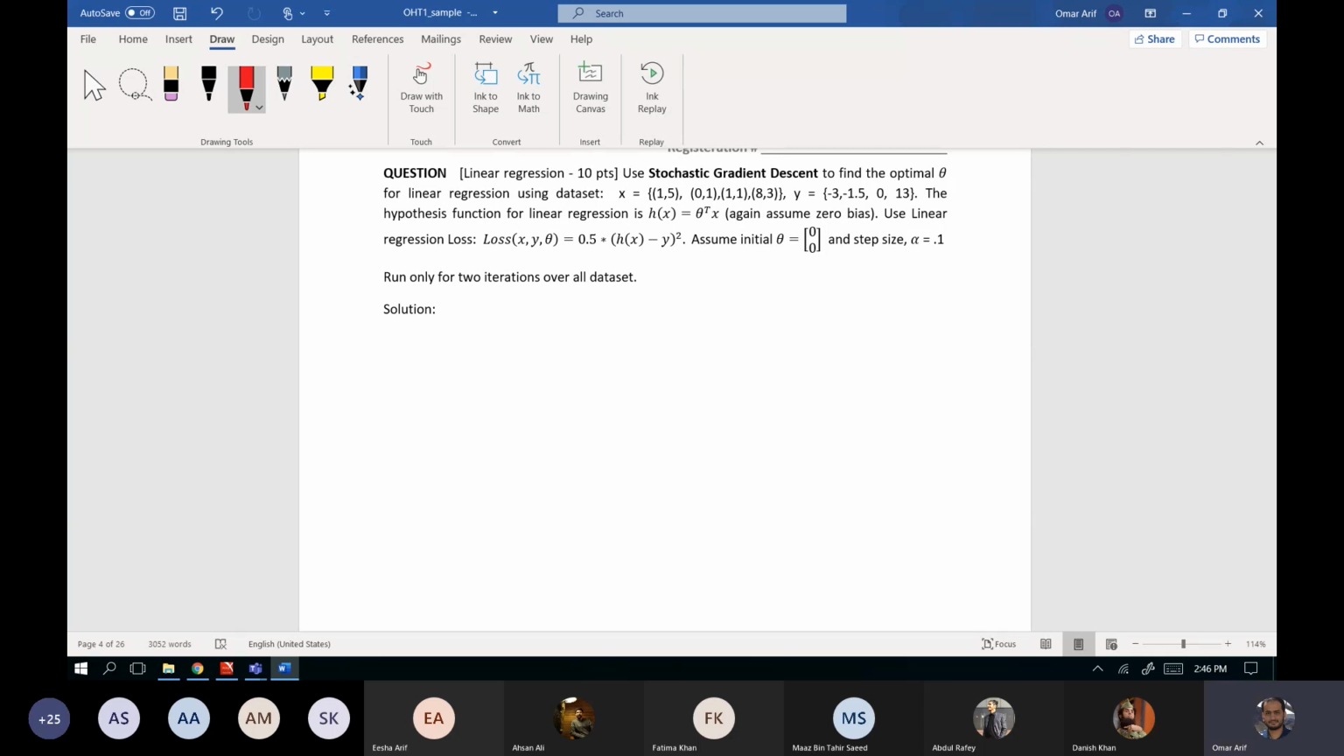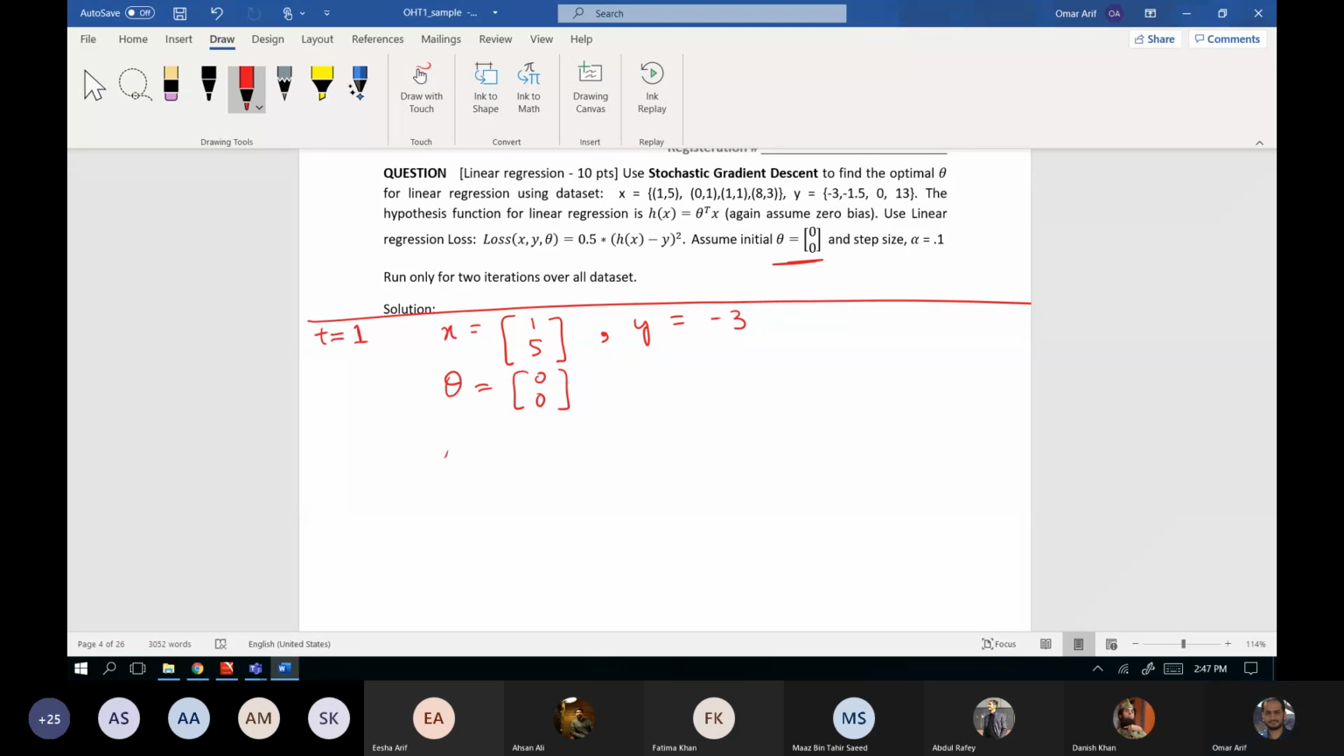Okay, so let's now start with the first. So at time, or the first iteration, t is 1. This is my data, the first example 1 5, and this is my y, minus 3. I also know that theta is initially 0 0, because it has been specified here. If there was some other value here, we would have used that. Now the next thing is to update theta 1 and theta 2.